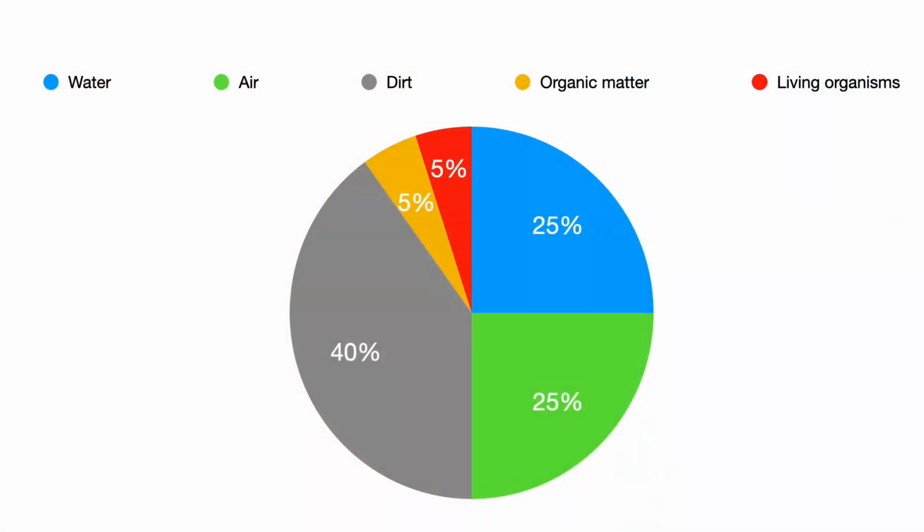Okay, so let's first start looking at what your soil is composed of. Your soil is composed of about 25% water, 25% air, and then you've got probably 5% organic matter and 5% living organisms like your worms, your bacteria, your fungus, etc. And then you've got 40% dirt, right?